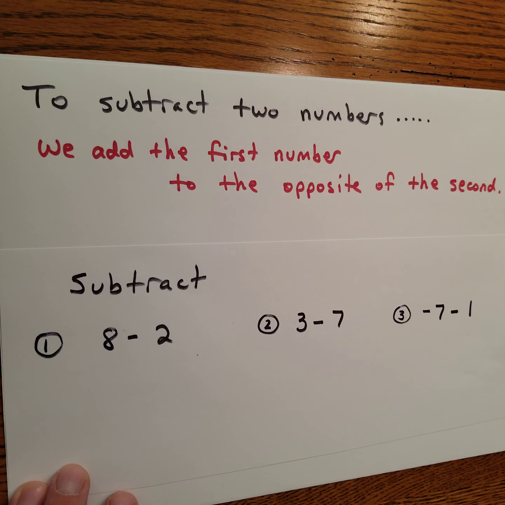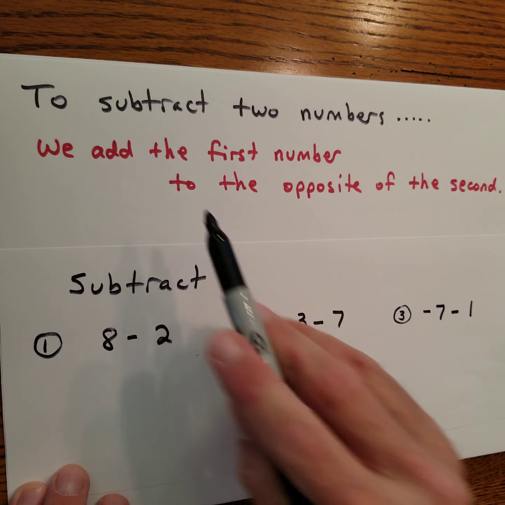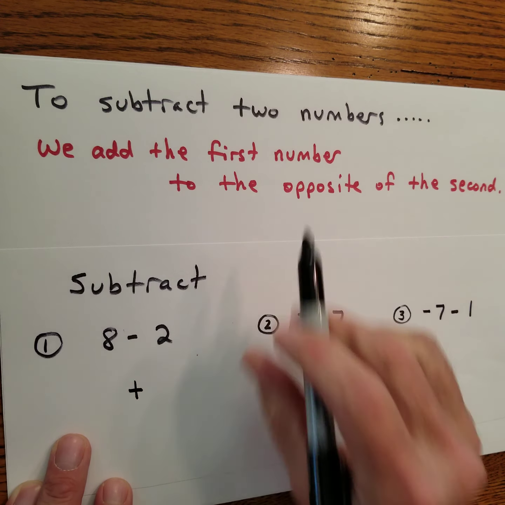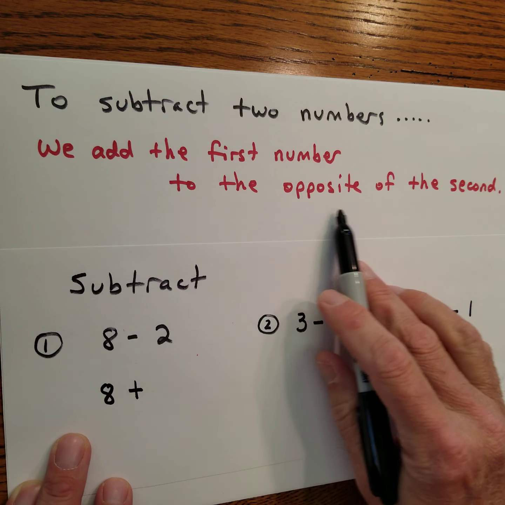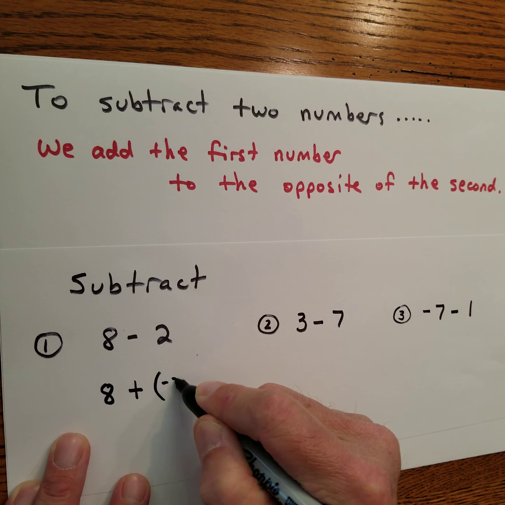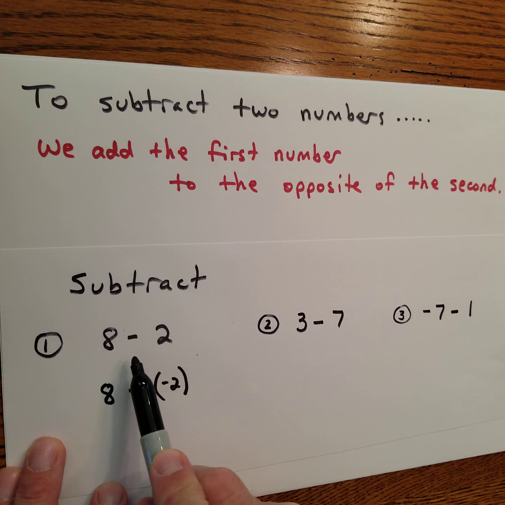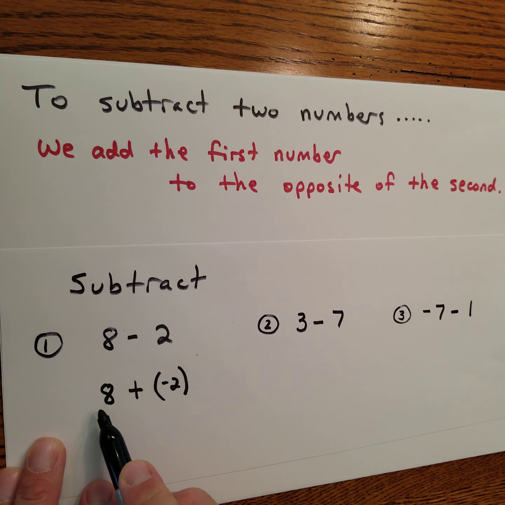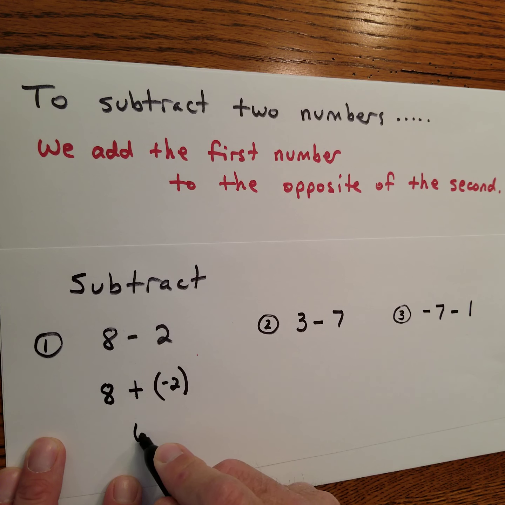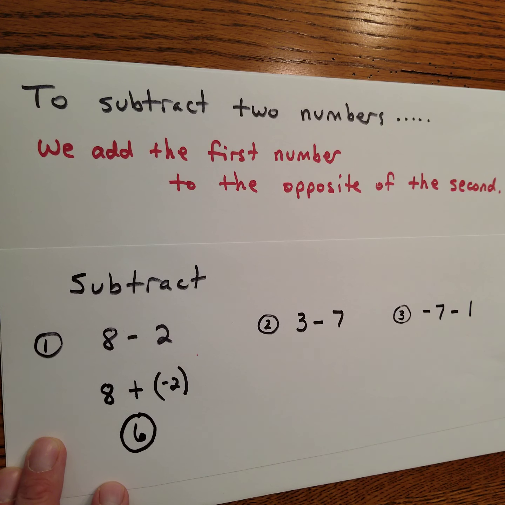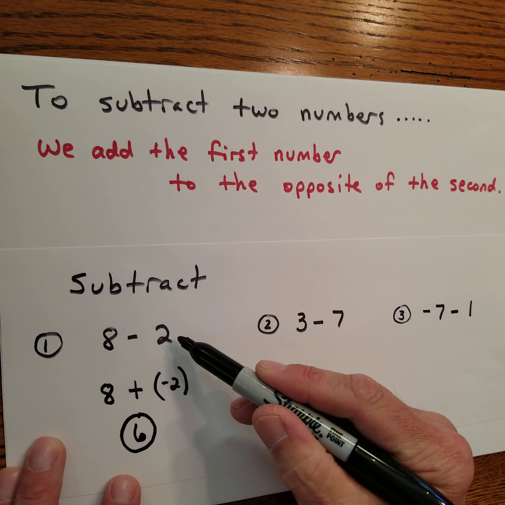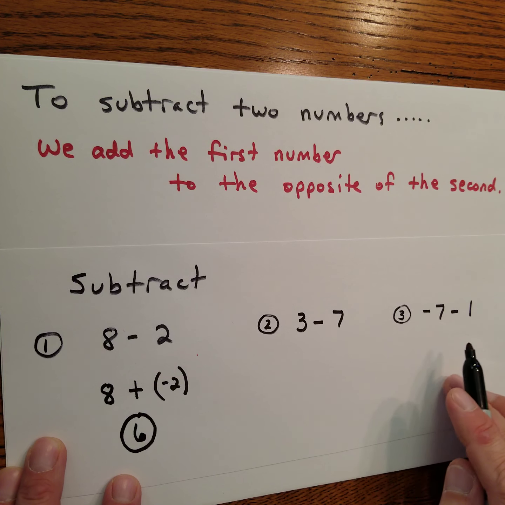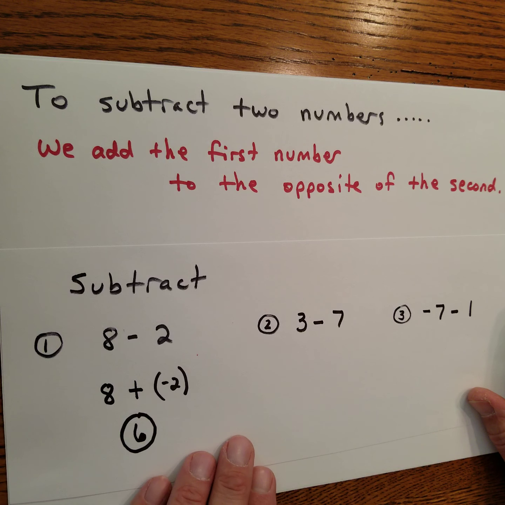Let's try number 1. 8 minus 2. When we subtract two numbers, we change it to addition. We add the first number to the opposite of the second number. Instead of 2, negative 2. 8 subtract 2 is the same as 8 plus the opposite of 2. Now I've got a positive and a negative, so I subtract them and take the sign off the larger number. Well, now that seems like a lot of work to show that 8 minus 2 is 6. But again, as the problems have more negatives in them, this rule will become more and more handy.